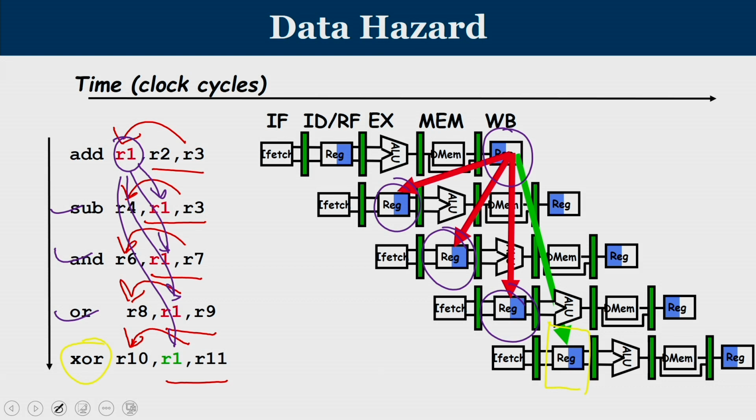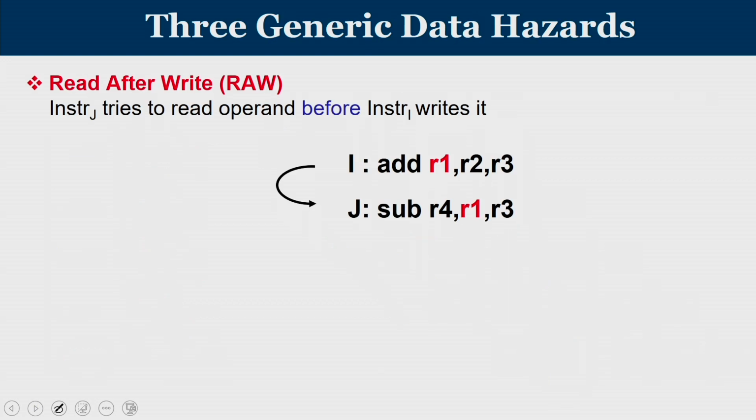So, if you read the older value of R1 and continue with the execution, it can lead to an incorrect result. So, any circumstance that will lead to an incorrect execution of an instruction, if these instructions are fetched, decoded and executed in its assigned time order, these three instructions, it will create a hazard. So, this is what is known as a data hazard. Now, there are three generic data hazards that we are going to study today.